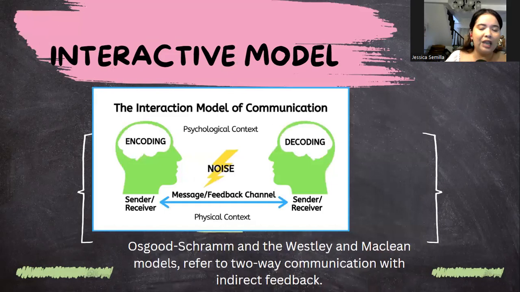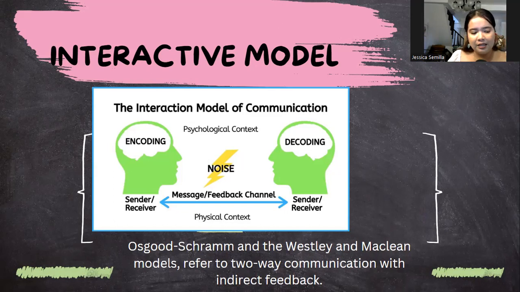So what do you mean by interactive model? If the linear model is a one-way process of communication, the interactive model is basically one where there is feedback. So what do you mean by that? The examples of interactive model are the following. Of course, we have the Osgood-Schramm, the Westley, and the Maclean models. And those three are referring to two-way communication with indirect feedback.